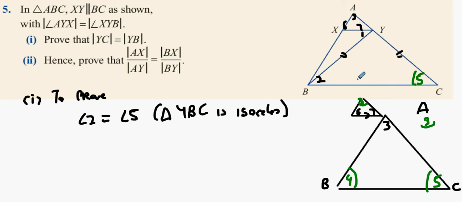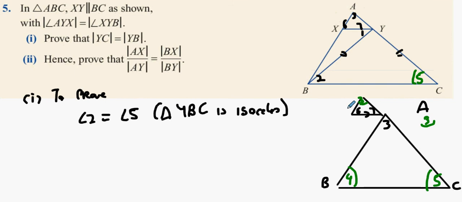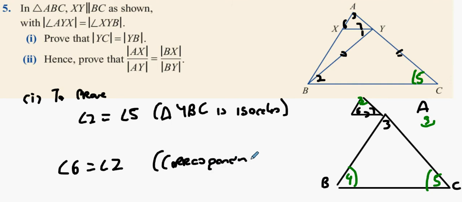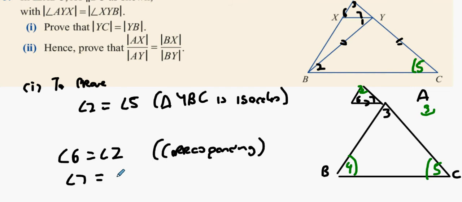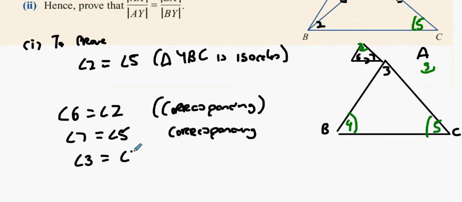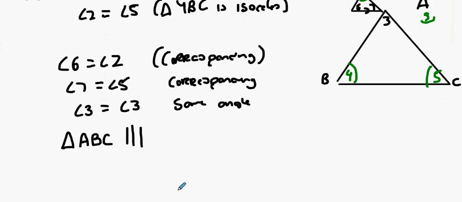Okay, so let's start off. What we can say here is that angle 6 equals angle 2 because they're corresponding. Remember the F shape here. I don't know if that's going to help or not. Angle 7 equals angle 5, once again corresponding. And then angle 3 equals angle 3, same angle. And this proves that triangle ABC is similar, the three lines meaning similar, to AXY.